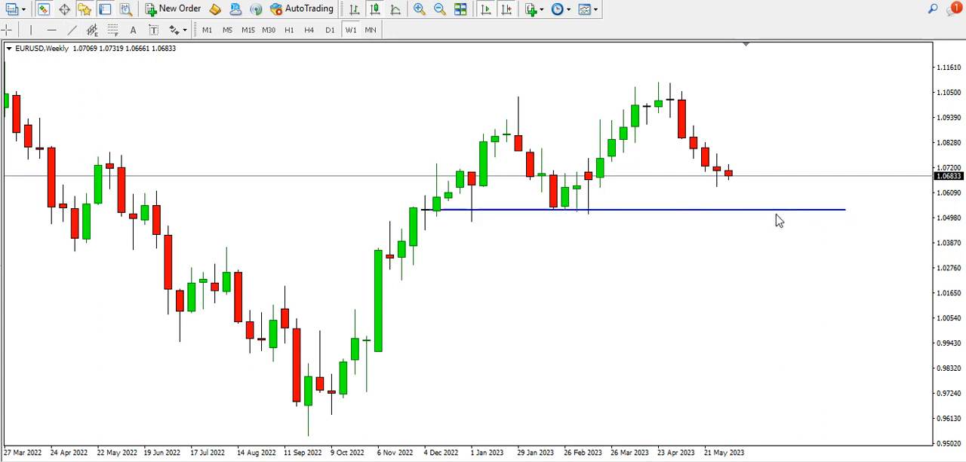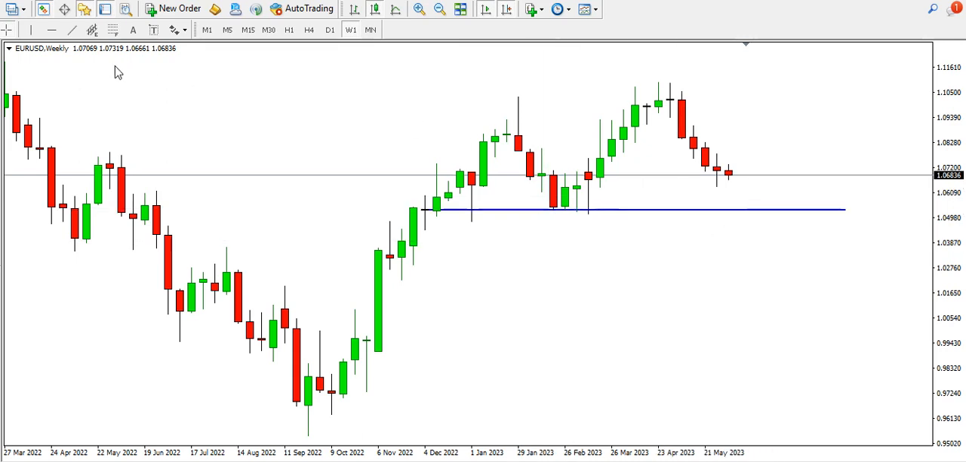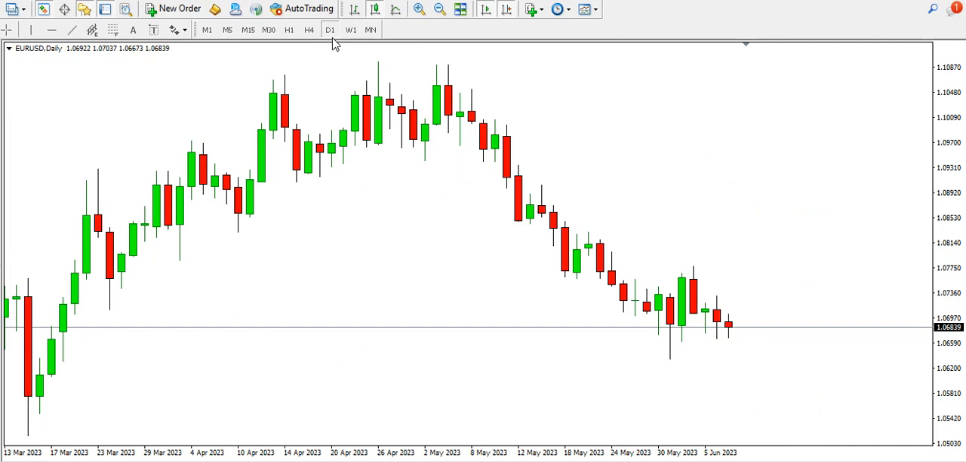Price is aiming for the neckline. The neckline for Euro USD is around 1.05292. A break below the neckline on the weekly time frame, and a retest of same, might send price lower. I see price going lower, but that's on the weekly time frame, and that might take some time, might take some weeks, might take some months.